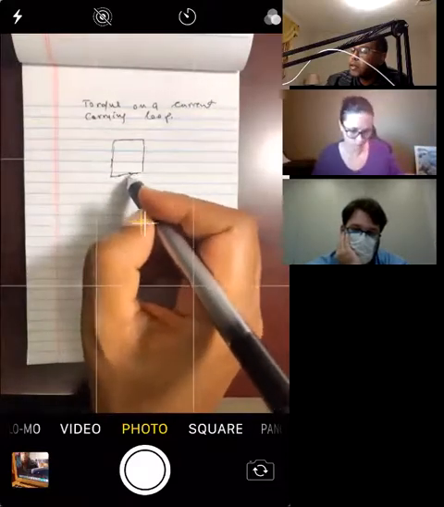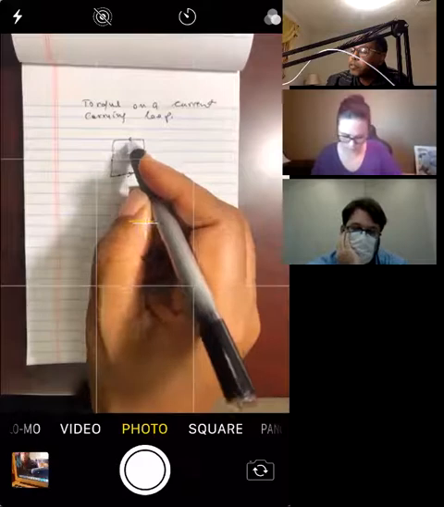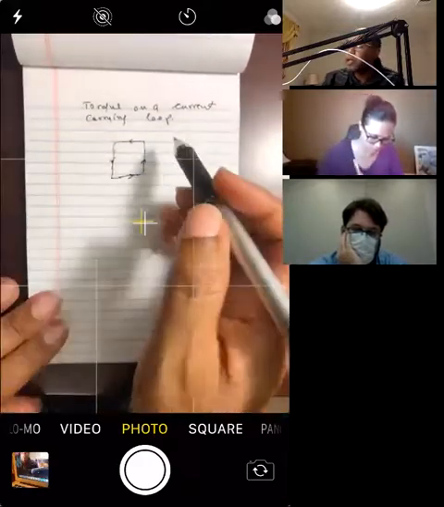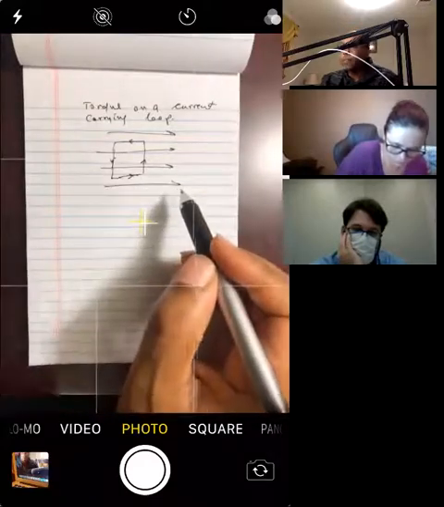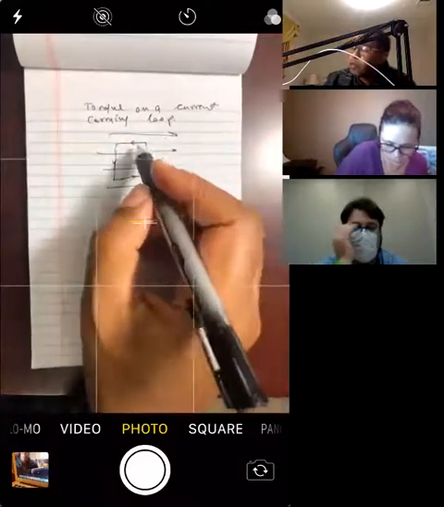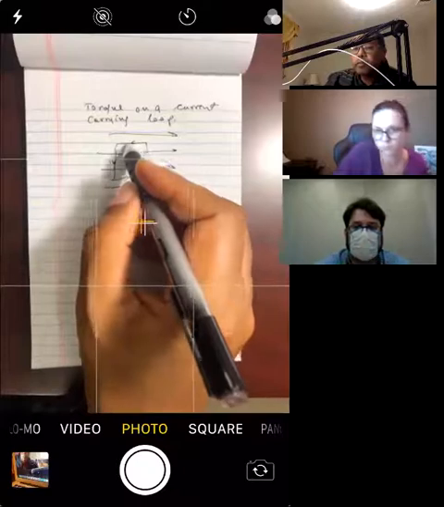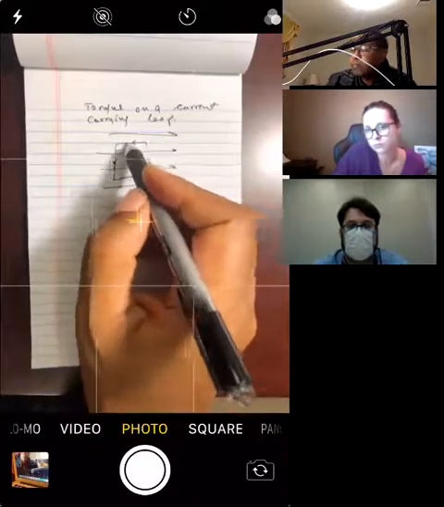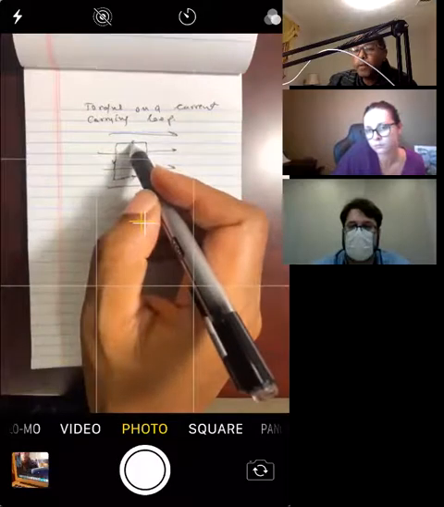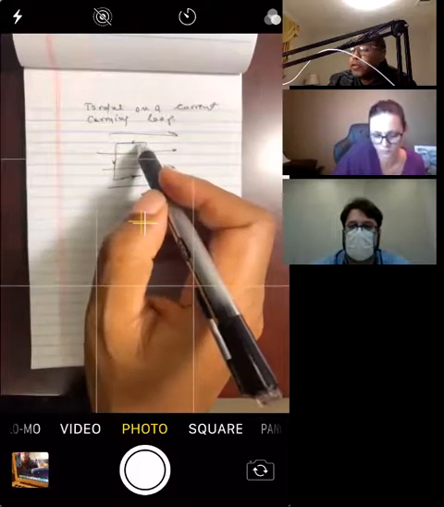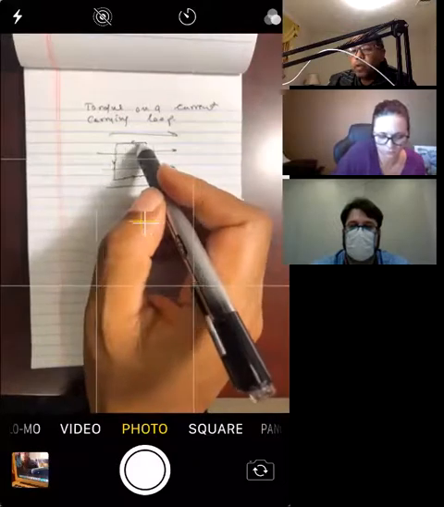Let's say it's carrying current in this direction. So the current is going this way. We're talking about loops now. And let's say we have a magnetic field over here. Now, what do you think would be the force on this wire? You see, they're opposite. The angle between these two is 180. So sine of 180 is 0. So there is no force on this wire.